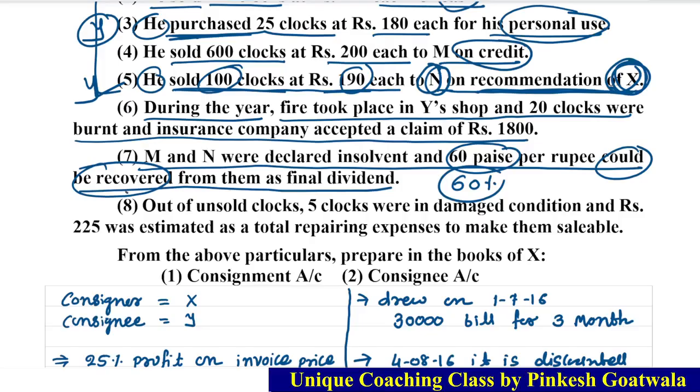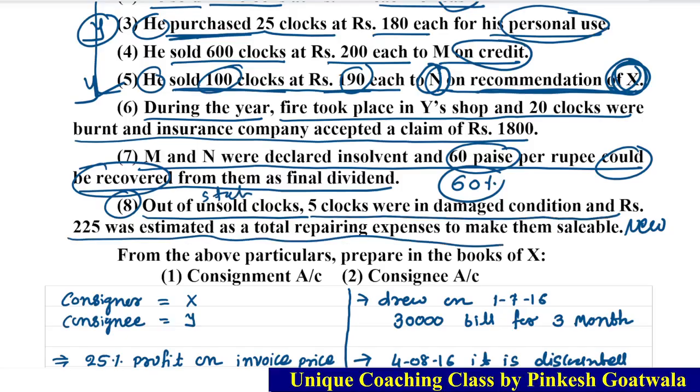And the last point, it's a new point, it comes the first time, but it's a simple and easy point. Out of unsold clocks, means the stock, 5 clocks were in damaged condition and rupees 225 was estimated as a total repairing expense to make them sellable. That means goods in the godown, suppose they are not sold and lie in the godown, they may get damaged. Suppose it is a clock and its glass breaks, they will get it repaired and sell it, so a small expense can arise.